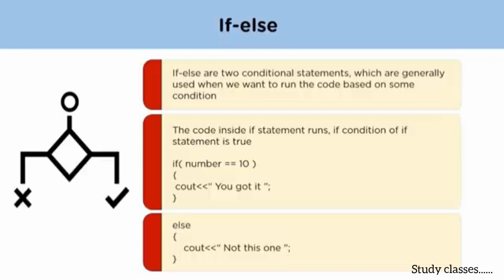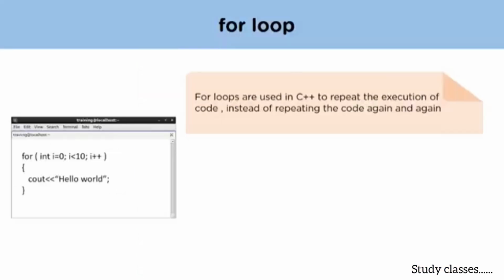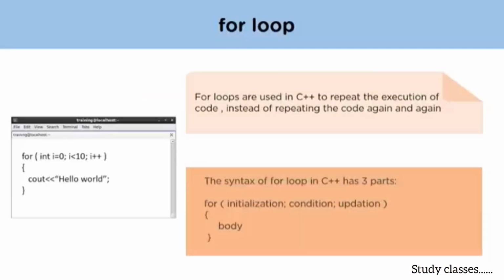Now, coming to loops. First is the for loop. The for loop is a repetition control structure that allows us to repeat a block of code a fixed number of times, instead of repeating the same code again and again. The syntax of a for loop has three parts. First is initialization, which is used to initialize the loop. Next is condition, which is used to determine when to end the loop. And last is updation, which is used to update the loop variables.